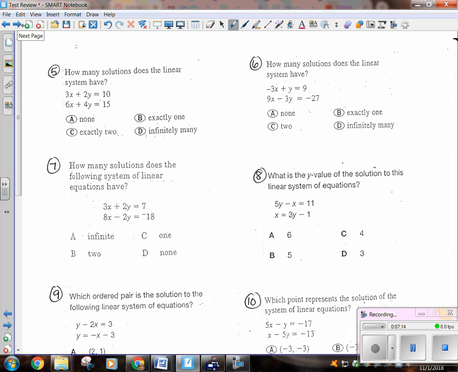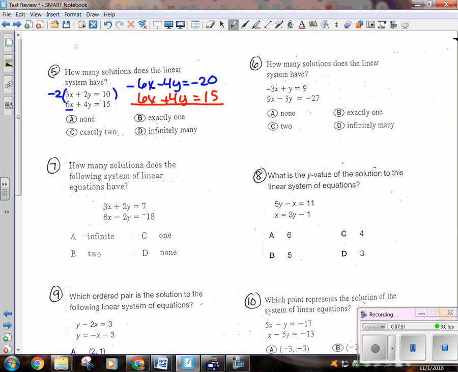How many solutions does the linear system have? Well, it's set up to eliminate. So I'm going to approach number 5 by elimination. When I solve number 5, I know if I have a positive 6, I need a negative 6. So if I multiply everything in the top equation by, let's just say, negative 2, then I could make it be negative 6 on top. So I'd have negative 6x minus 4y equals negative 20. The bottom equation I am not changing: 6x plus 4y equals 15.